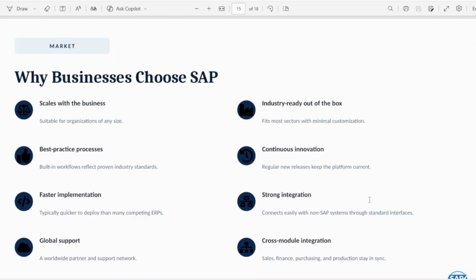Implementation is a very important point, because whenever a company is going to start a new software like SAP or any other software, it depends on how much time it will take. SAP is basically much faster compared to other ERPs or non-SAP systems. It has global support available almost everywhere. And finally, it offers excellent integration across all its modules, so finance, sales, purchasing, and production all stay perfectly in sync.